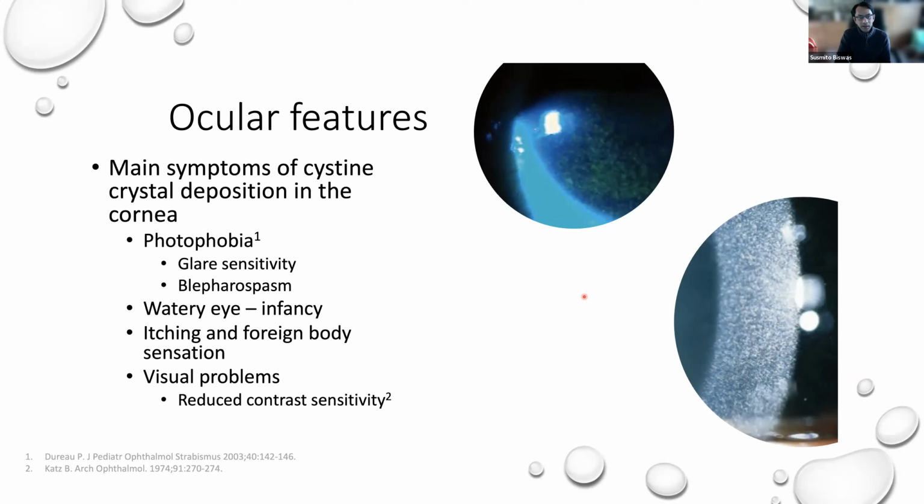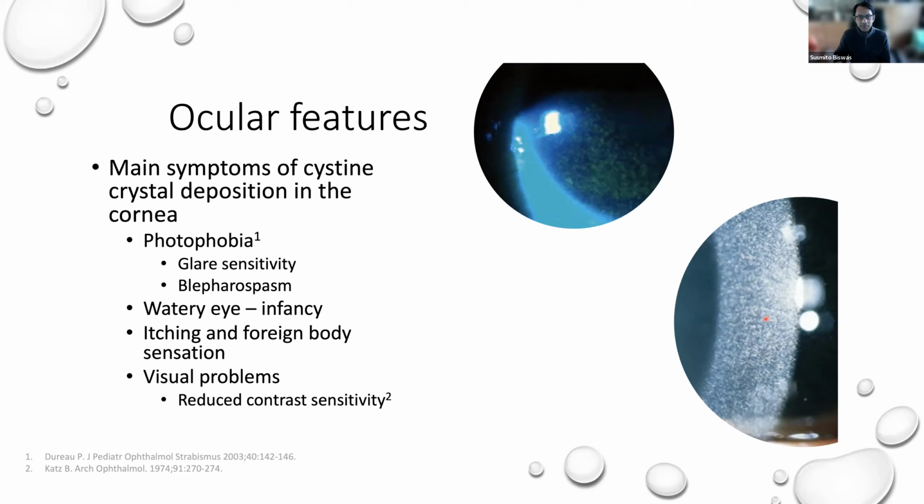Principally, it's photophobia, and the photophobia is due to this accumulation of crystals. You can see this picture here. The crystals scatter light and cause glare and closing of the eyelids called blepharospasm.